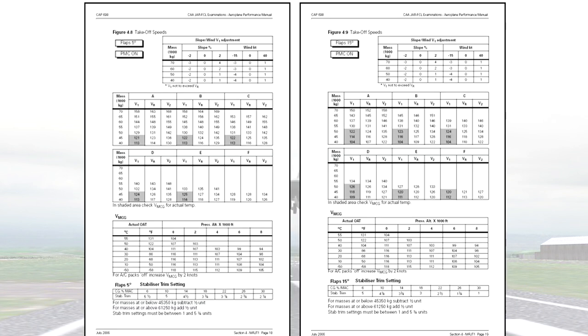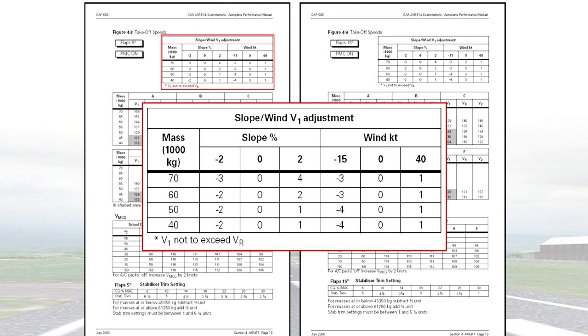The last two factors that affect V1 are runway slope and wind. Notice that at the top of page 18 and 19 there is a table which is titled Slope and Wind V1 Adjustment. If there were a downslope of 2%, then with an aeroplane mass of 70,000 kilograms, V1 would have to be reduced by 3 knots, whereas if the runway had an upslope of 2%, with the same mass, V1 must be increased by 4 knots. Therefore, downslopes reduce V1 and upslopes increase V1.